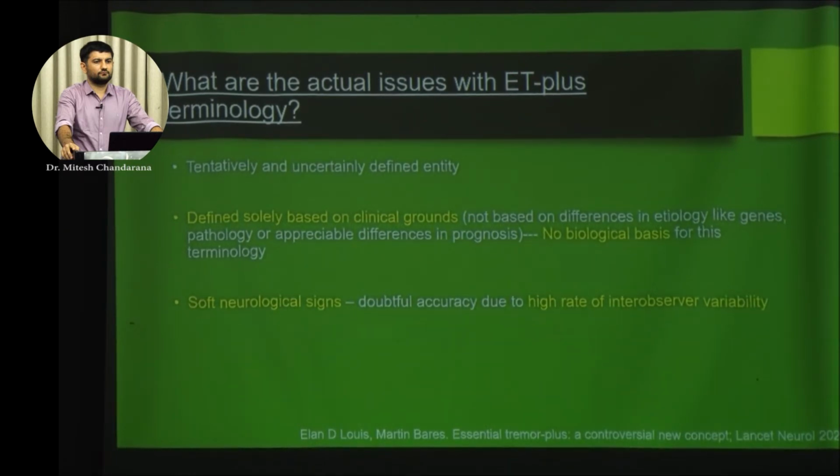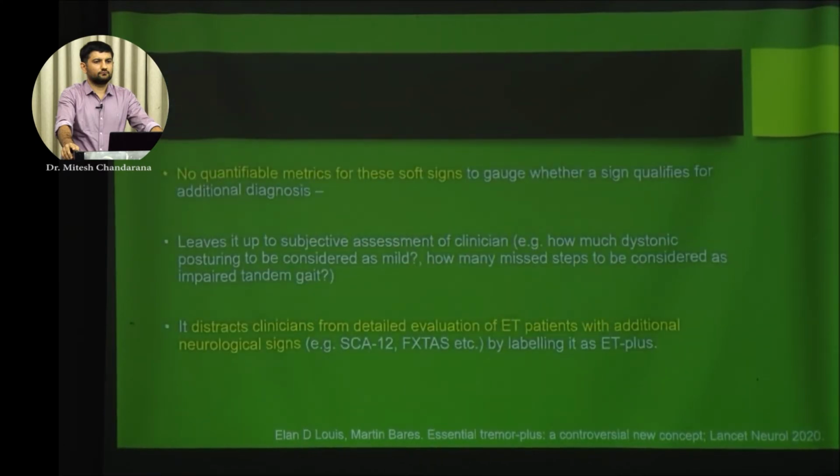So what are the actual issues with the ET plus terminology? It is a tentatively and uncertainly defined entity. It is defined loosely on clinical grounds, not based on differences in etiology, like genetic etiology or pathology, or appreciable difference in prognosis, and there is no biological basis for this terminology. The soft neurological signs are of doubtful accuracy due to a high rate of inter-observer variability. And there are no quantifiable metrics for these soft signs, like how much dystonic posturing should be considered to call it dystonic tremor or ET plus, or how many missed steps in tandem gait should be considered impaired tandem gait.